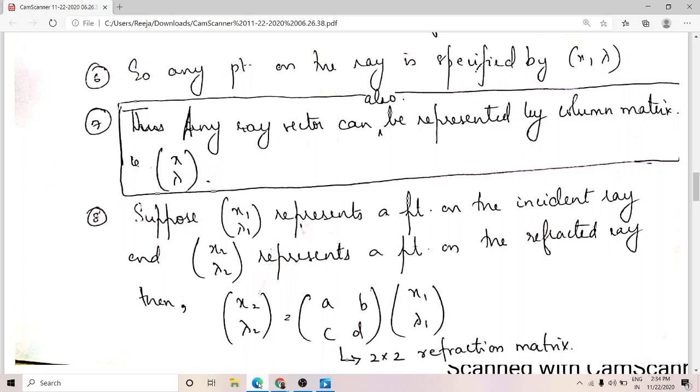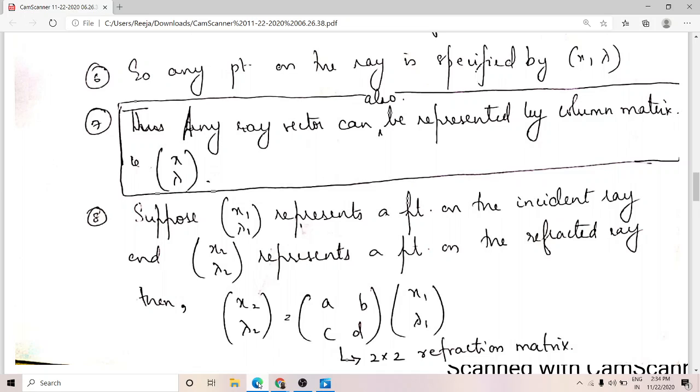That is, when you get x2 and lambda 2, you get the position of your ray, and by knowing the column matrix x2 lambda 2, from the axis of symmetry, how far is your final ray, or where do you get the final image? Then what is the angle that the final refracted ray makes with the axis of symmetry? All these information can be obtained without tracing the ray diagram. So that is the advantage of this method.